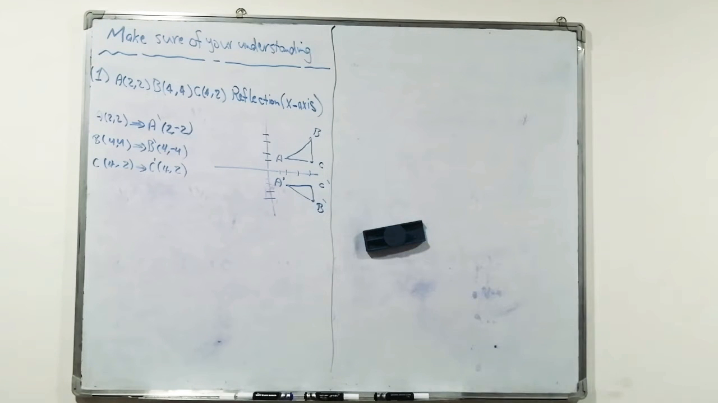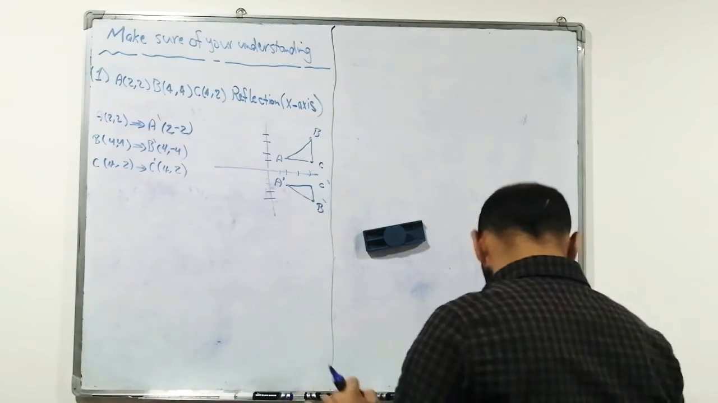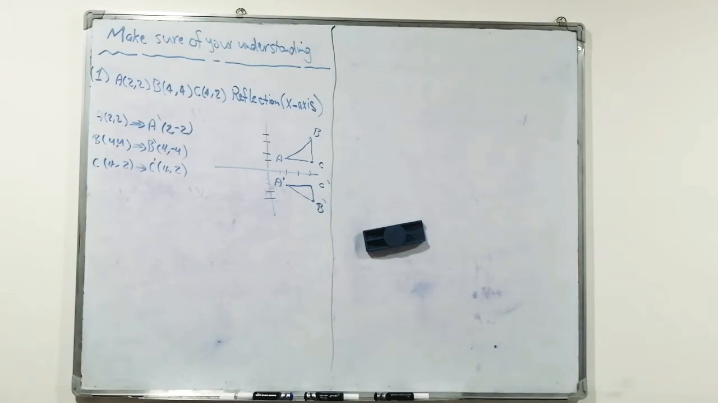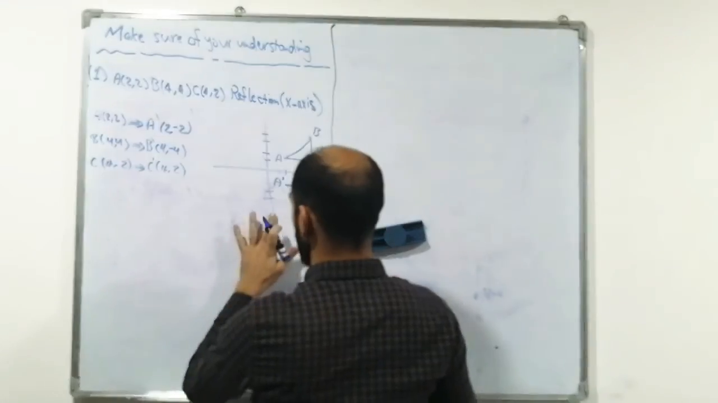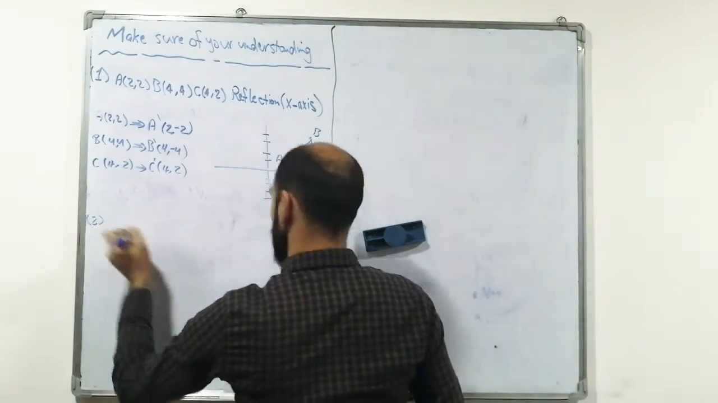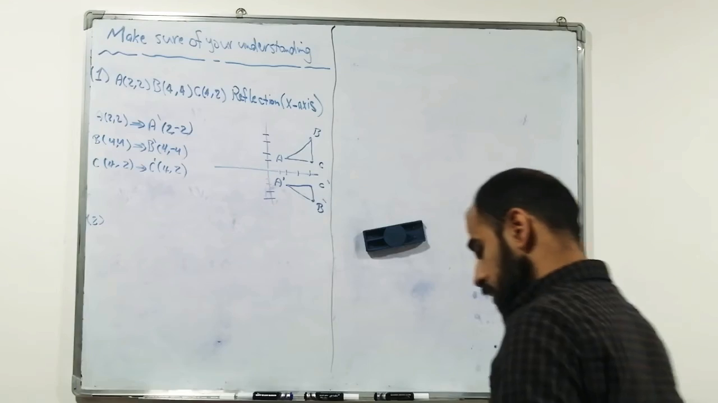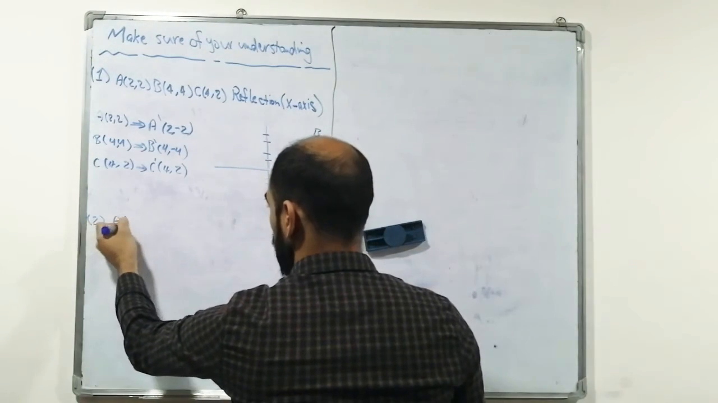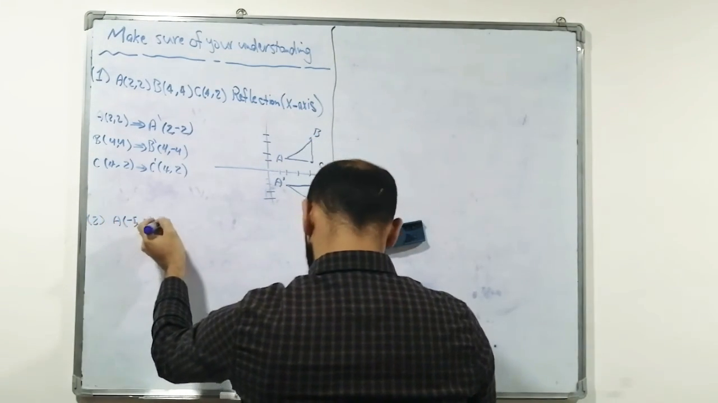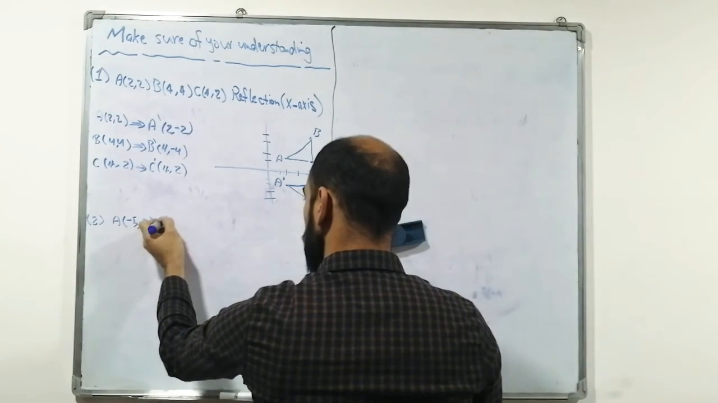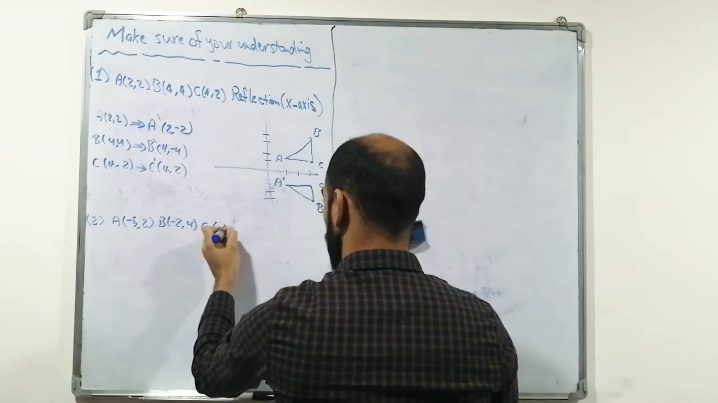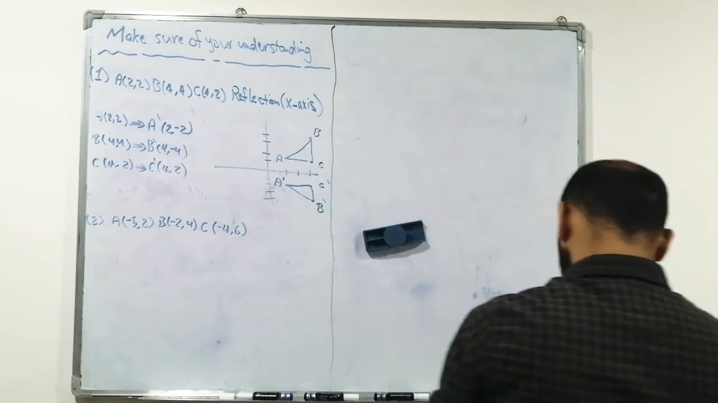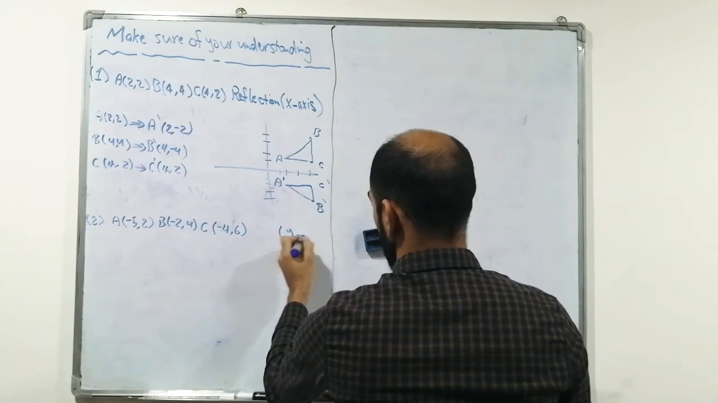Also in the same way we will solve question number 2. Exactly, we will use the same way, but here we have reflection with the y-axis. In question 2 we have a figure with 3 points: A (-5, 2), B (-2, 4), and C (-4, 6). Reflection with the y axis.